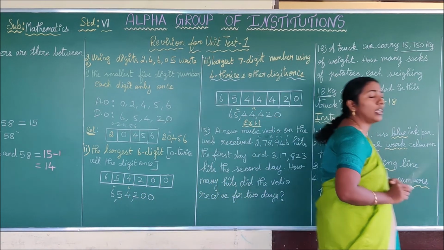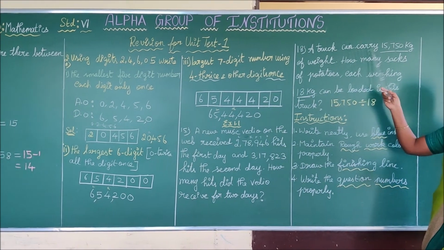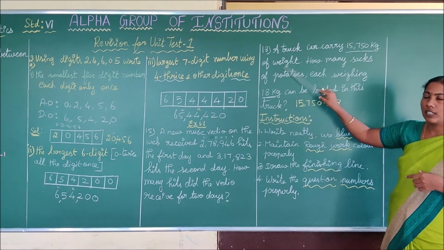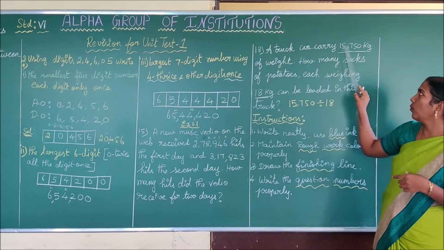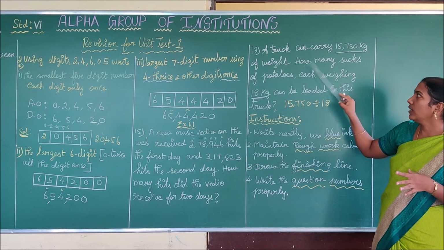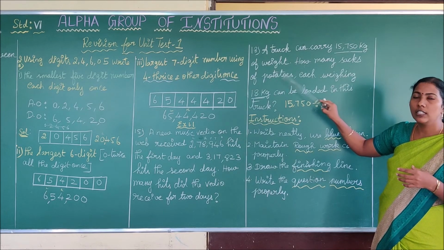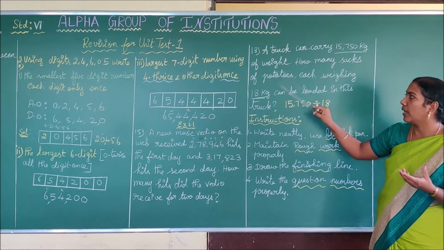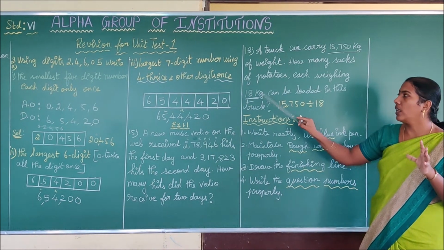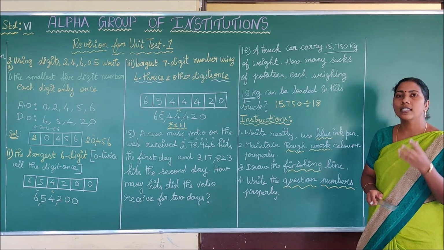See the next one. I have also given it in your homework. See here, a truck can carry 15,750 kg of weight. That is, the truck is able to carry only 15,750 kg of weight. They are going to sack the potatoes, that is, they are going to separate the potatoes into sacks of 80 kg. One sack contains only 80 kg. Now the question to us is, how many sacks are needed?